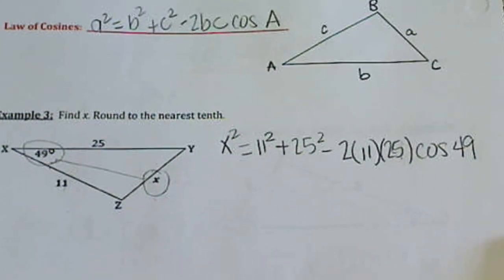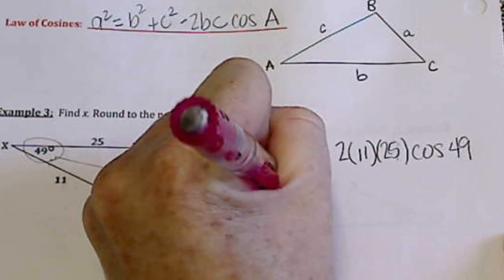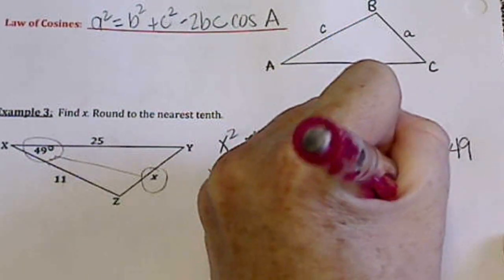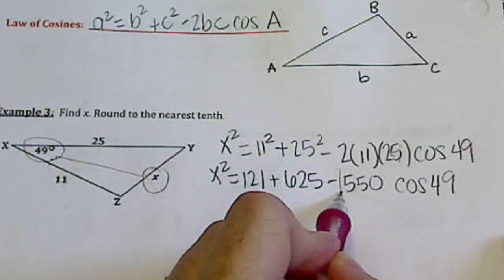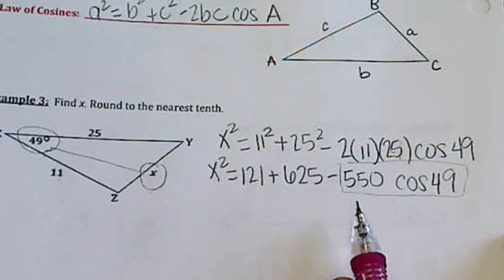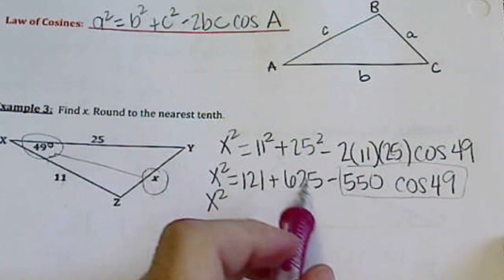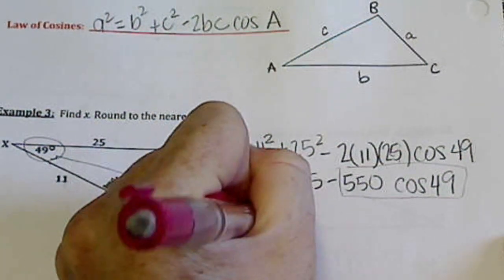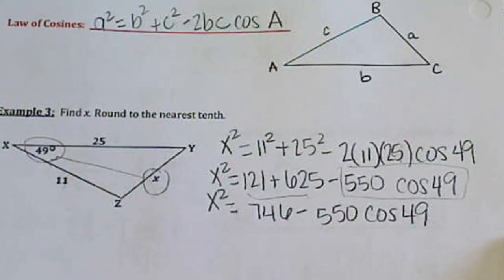Okay, let's simplify that a little bit. X squared equals 121 plus 625 minus 550 times the cosine of 49. Okay, now order of operations. This right here is a package. You cannot just do 121 plus 625 minus 550. It doesn't work that way. You can simplify these two though. So x squared equals 746 minus 550 times the cosine of 49.